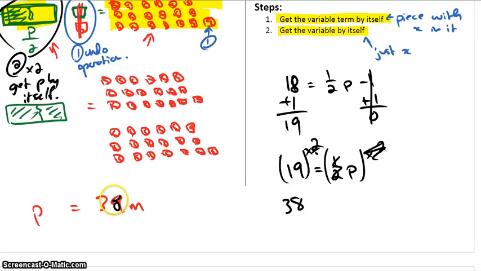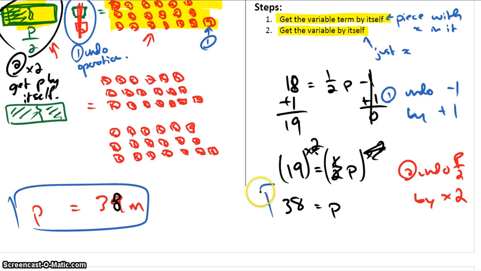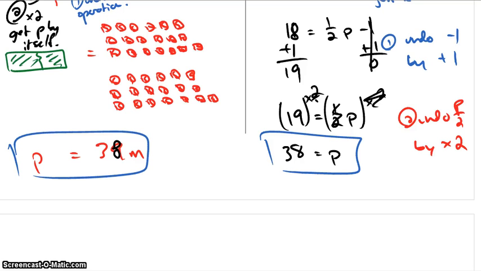I'm sorry, I said this was 39 over here. It's 38, isn't it? 38 equals p. So those are our 2 steps, again on the right: first we undo the -1 by adding 1, and second we undo the p over 2 by timesing by 2. Now that we've seen our answers here, I suggest you always finish with a sentence so we know what that means. We double check that we've got the right thing there, right?